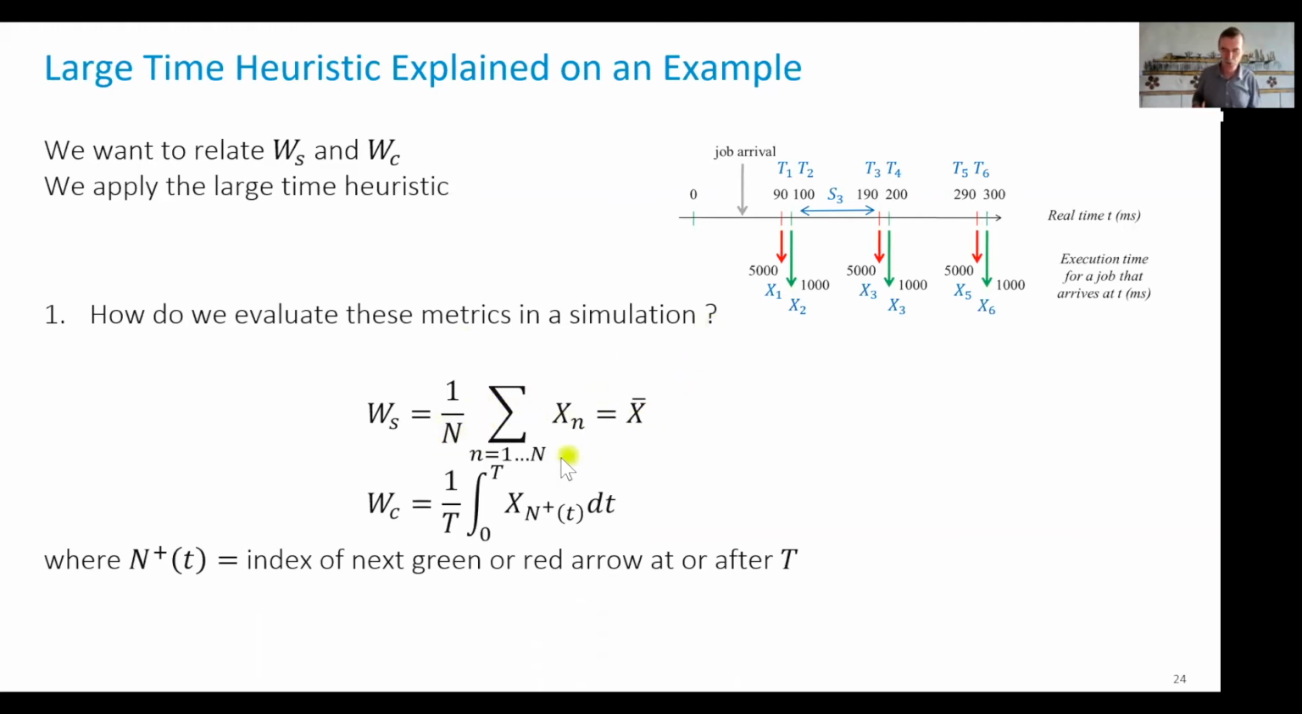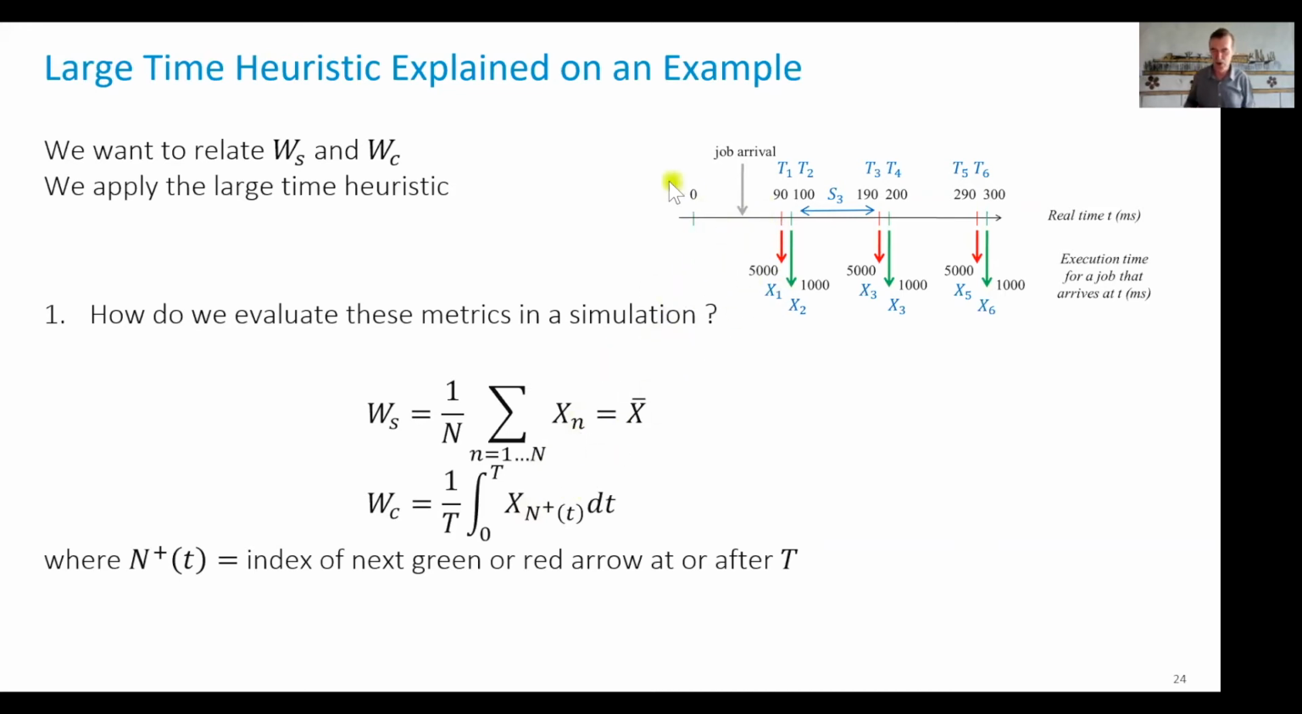The customer viewpoint would be a bit different. The customer viewpoint says, if I would arrive at an arbitrary point in time, what would I see? Well, to answer this, I would take the integral of what I call x of n plus of t. That's the x I will get if I arrive at time t. n plus of t is the index of the next thing that I will be allocated to. So if I arrive at time 45, then x of n plus of 45 is x1 here, 5,000 here.